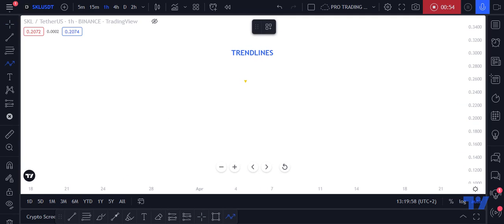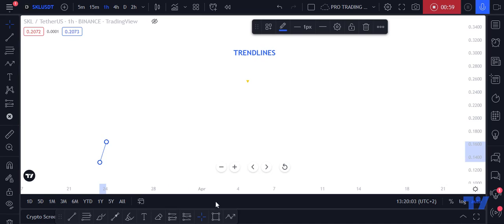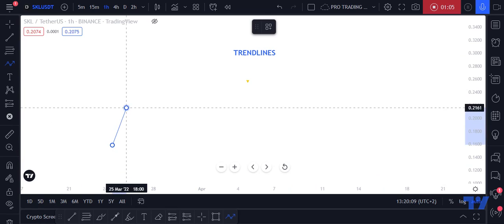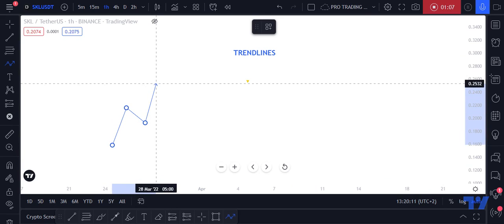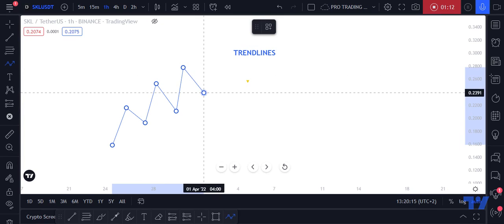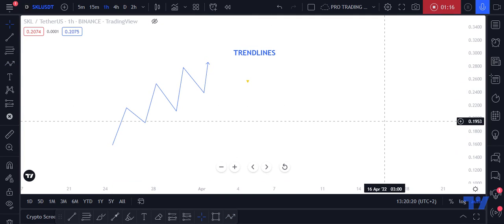An uptrend is just a series of higher highs and higher lows, right? Higher highs, higher lows, higher highs, higher lows. So these make up an uptrend.